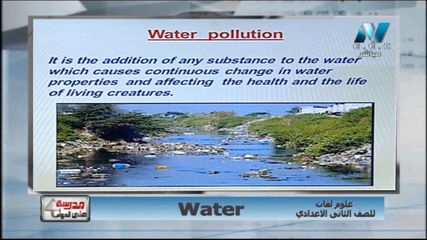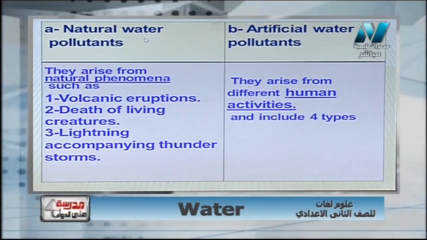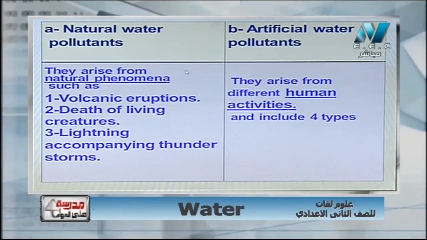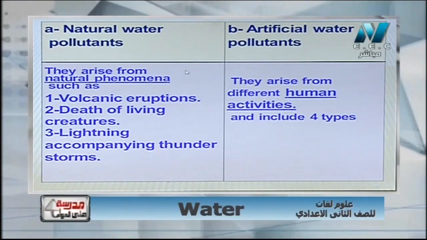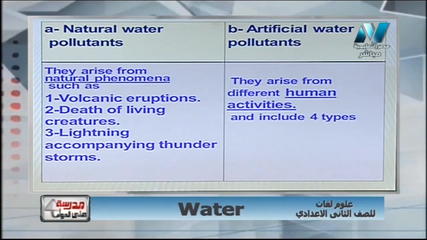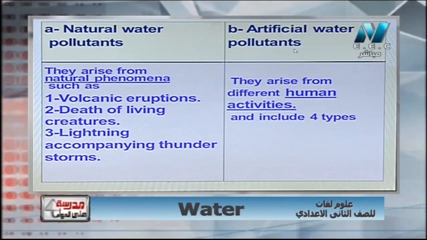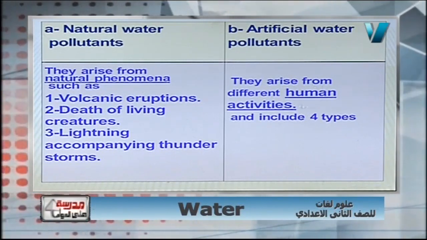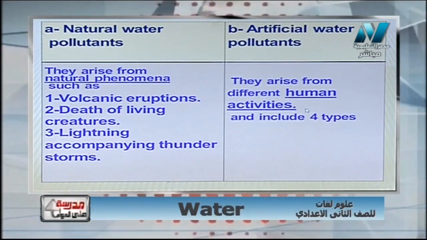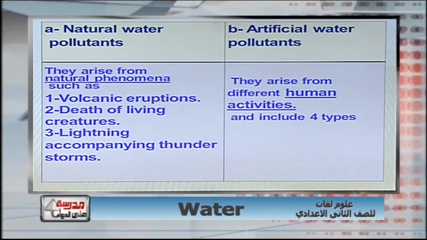How many types of water pollution are we going to have? Number one, natural water pollutants, and the other, artificial water pollutants. What's meant by natural water pollutants? They are pollutants which arise from natural phenomena like what? Volcano, death of living creatures, and lightning. What about the artificial water pollution? They arise from different human activity. So two types: natural pollutants from natural phenomena and artificial from human activity.